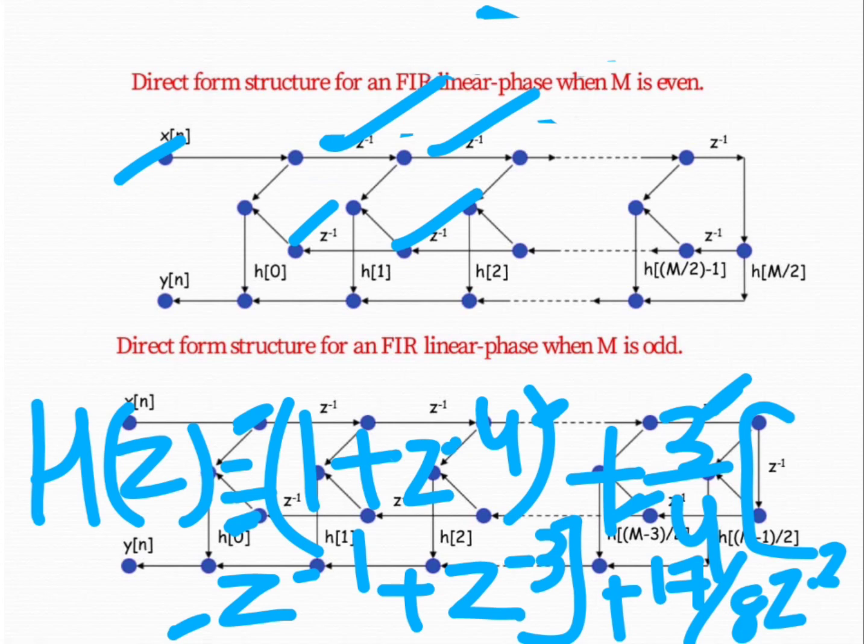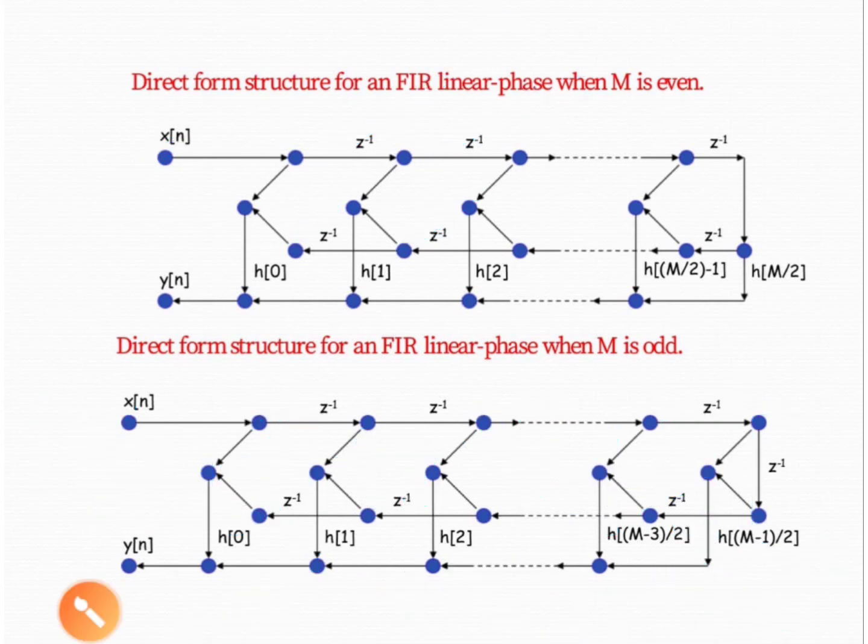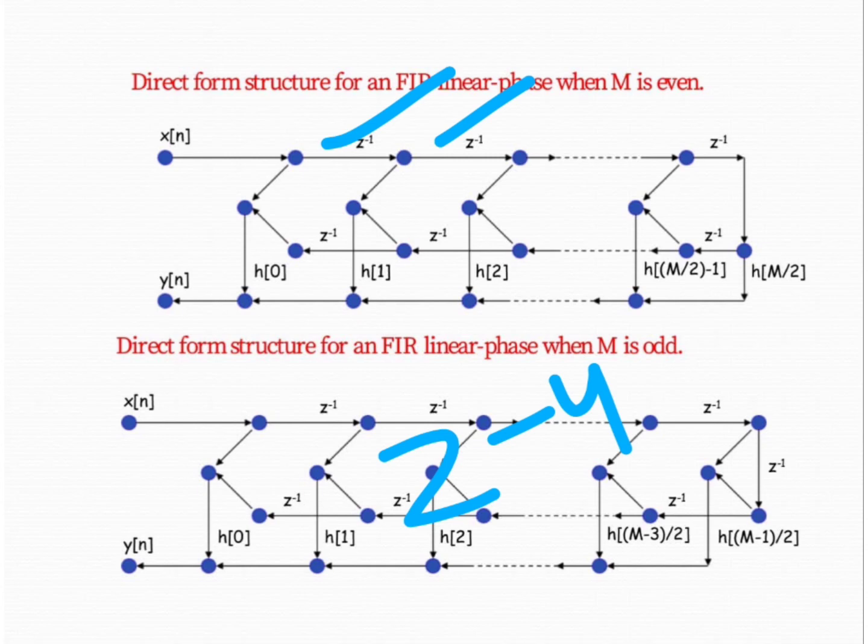So how can we implement this one? It is implemented like this, because this is nothing but z to the power minus 1, this is z to the power minus 1, and this is z to the power minus 2. Because our highest power is z to the power minus 4, we can implement it like this, and our connection is like this. This is the standard diagram we are considering for z to the power minus 4 only.